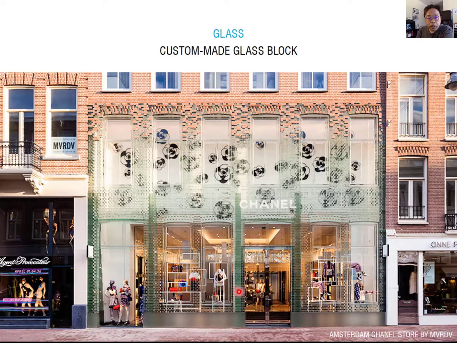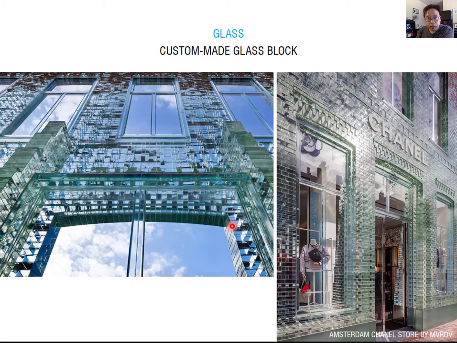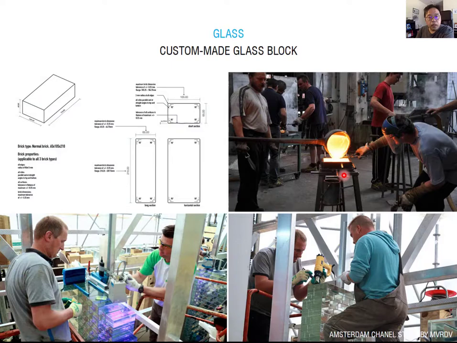Even the bricks are made of glass, and also the window frame and the lintel. Everything is made from glass, but this old facade design was simply analyzed from the surrounding buildings. So when making these types of glass, of course, we have to consider making custom-made glass blocks. So this is all custom-made glass block.